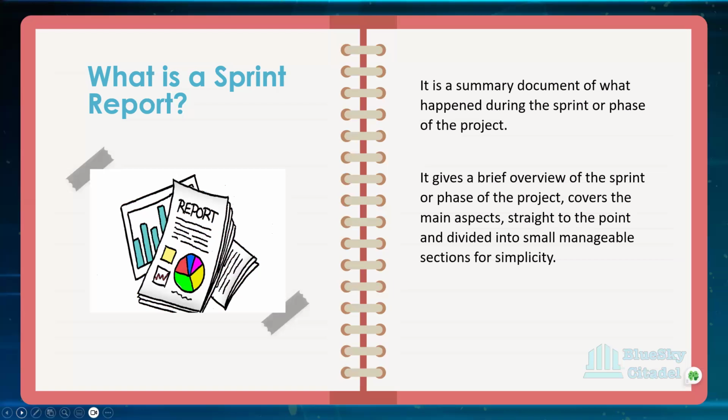It goes straight to the point, and it's simple, it's clear and concise, because you're giving information to key stakeholders and you don't want to bore them. And they are small, they can be divided into small manageable sections, for simplicity. Like I said, most of these stakeholders, they're so busy, they have other things they're doing. And if you want them to really go through the report, then you'd better make it as simple as possible, straight to the point.